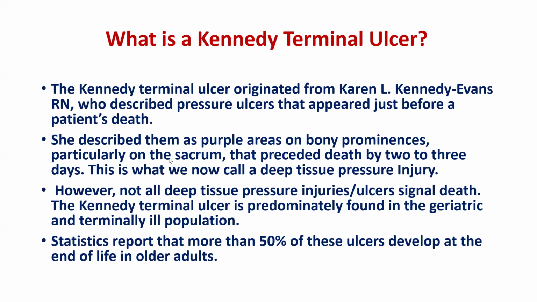She described them as purple areas on bony prominences, particularly on the sacrum, that preceded death by 2 or 3 days. That's why we now call them a deep tissue pressure injury. However, not all deep tissue injuries signal death. The Kennedy terminal ulcer is predominantly found in the geriatric and terminal population. Statistics report that more than 50% of these ulcers develop at the end of life in older adults.